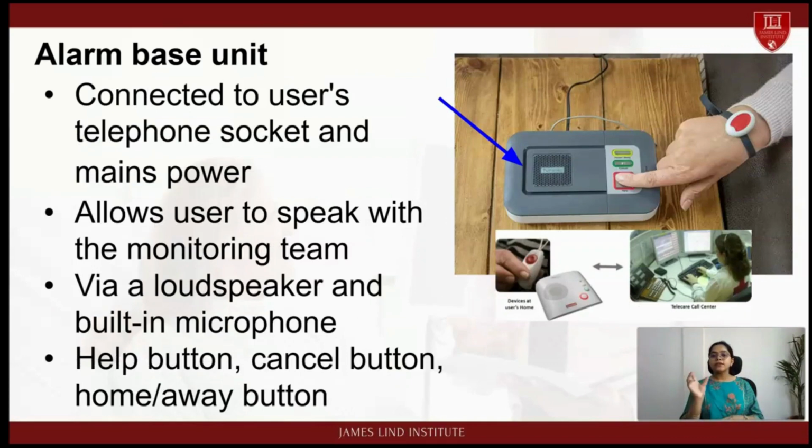Basically what we have is the base unit. In this picture you can see a big unit, the base unit. It has a microphone as well as a speaker. So when the telecare team, the call center team, speaks to the patient, because of the speaker the patient is able to hear the voice, and with the help of the microphone the patient can respond back. So it is like a telephone that can be used for communication as well. This is also connected to the alarm that is worn by the patient, on the wrist or around the neck. It has different functions like a help button, cancel button, or home or away button that the patient can use based on their need and situation. So this is the main unit, the base unit of this alarm system.